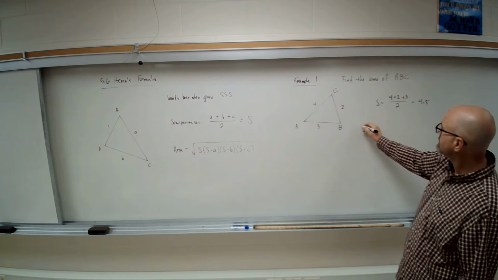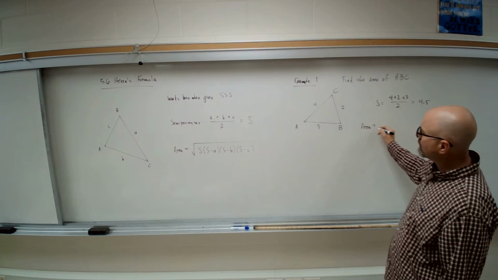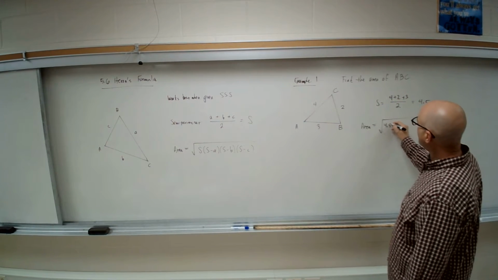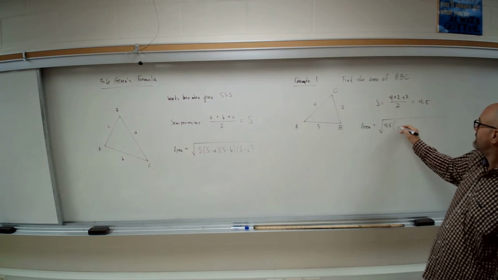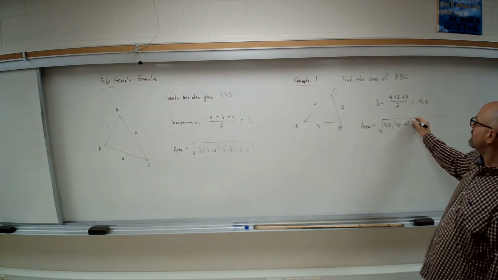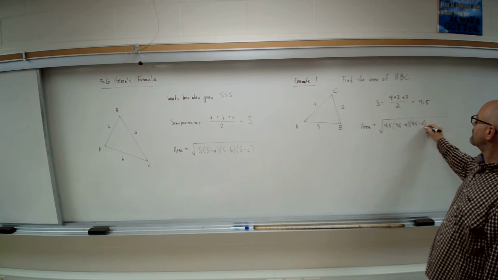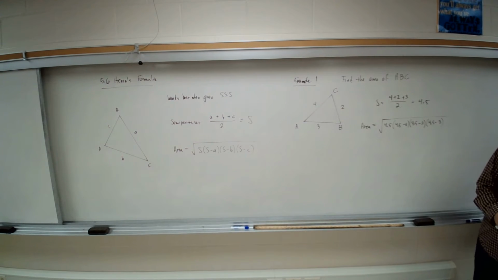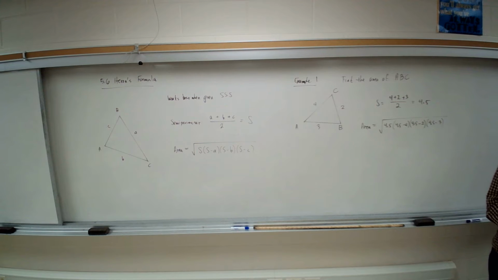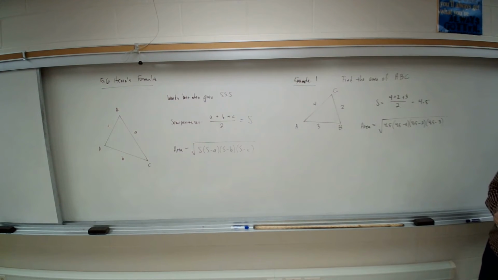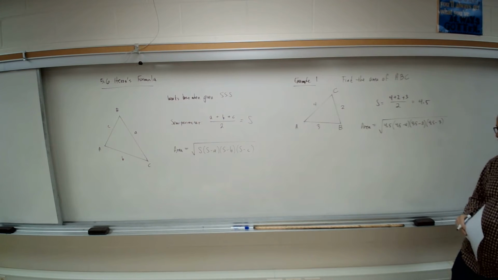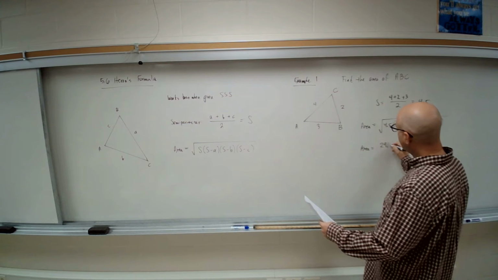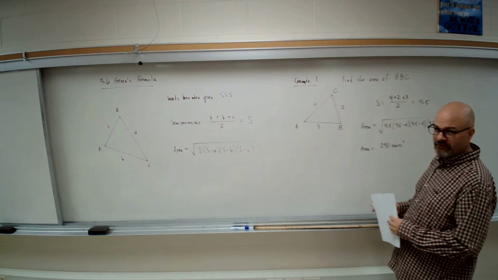So then our area, we're just going to apply this formula, right? So it's going to be the square root of 4.5 times 4.5 minus 4, 4.5 minus 2, times 4.5 minus 3. It's kind of just something you type in your calculator, right? Just make sure you type it in correctly. I might go ahead and take a second to try that, but you should get that our area then is about 2.90 units squared.